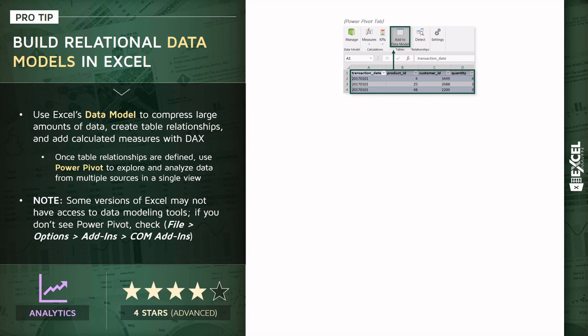Power Pivot tab. Now, this is a good point to pause and let you know that some versions of Excel will not have access to these data modeling tools. So if you don't see your Power Pivot tab, the first place to check is File, Options, Add-ins, and look for your COM add-ins specifically. If you still don't see Power Pivot there, I'd recommend Googling where is Power Pivot, and you'll be taken to the Office Support website that looks like this.